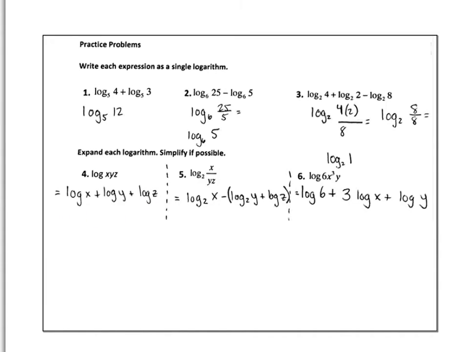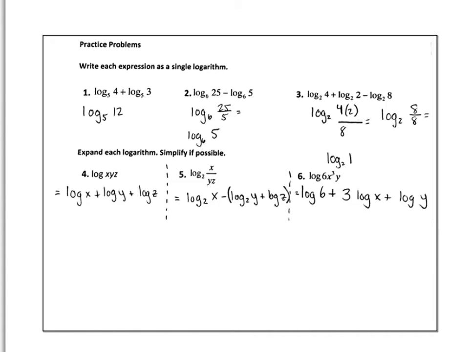Number 5, we have an x that's being divided by 2 parts. So the 2 parts need to go in parentheses. Since the 2 parts are being multiplied, there's an addition sign. And then since x is being divided by both parts, it's a minus sign.